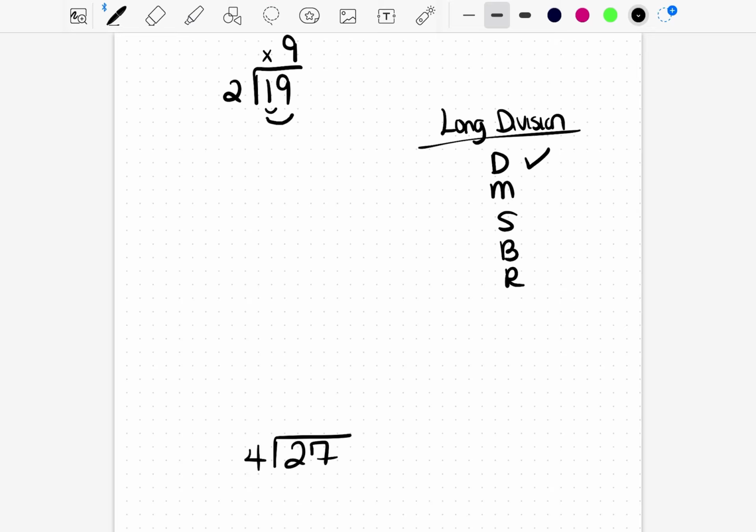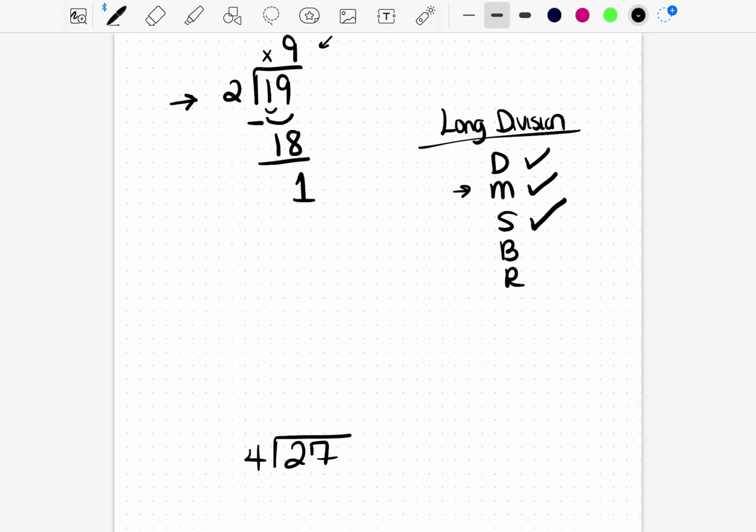Okay, we divided. Now the next step is to multiply. We multiply what's on top of the bar times what is next to the bar. So 9 times 2, which is 18. When you multiply, you always put the answer underneath the bar. So we multiplied. Now we subtract. 19 minus 18 is equal to 1. So we could check off that we subtracted.